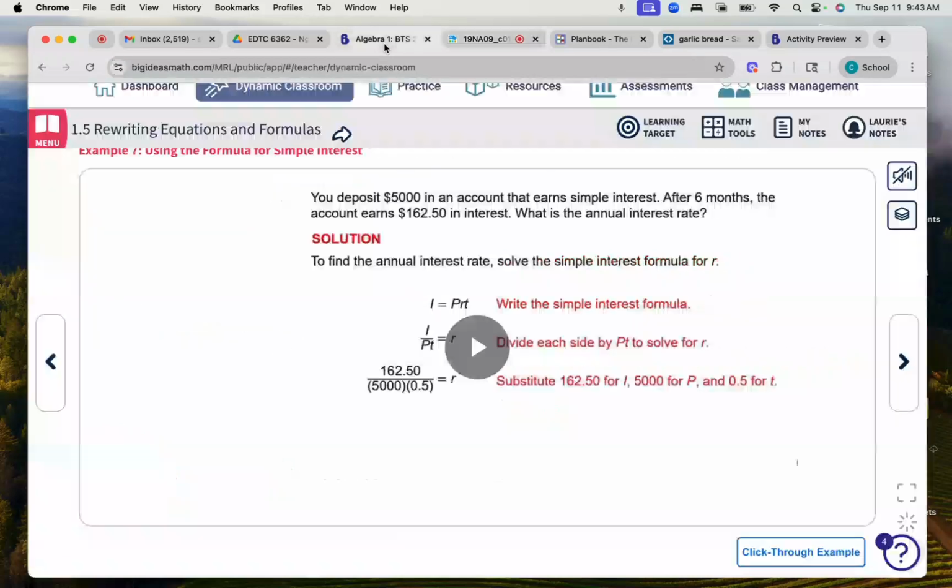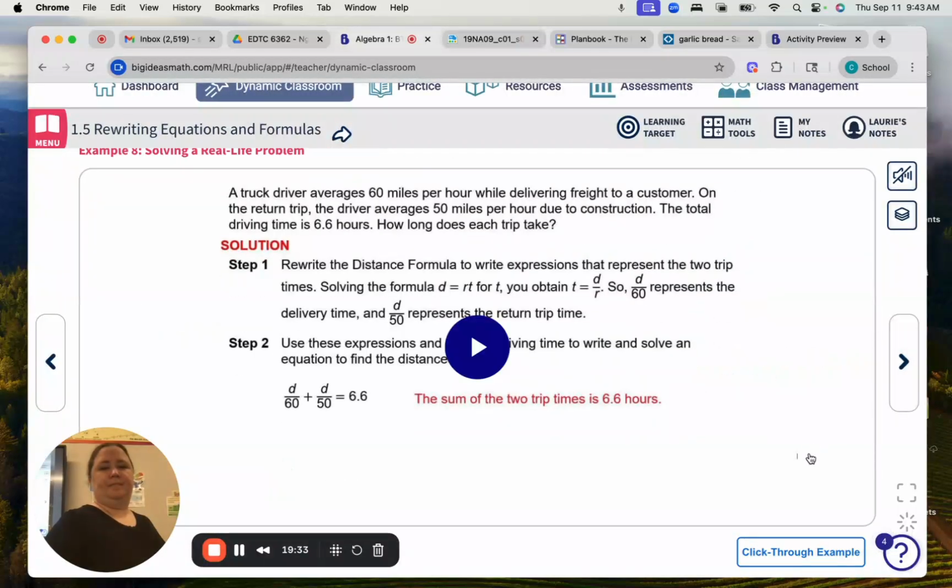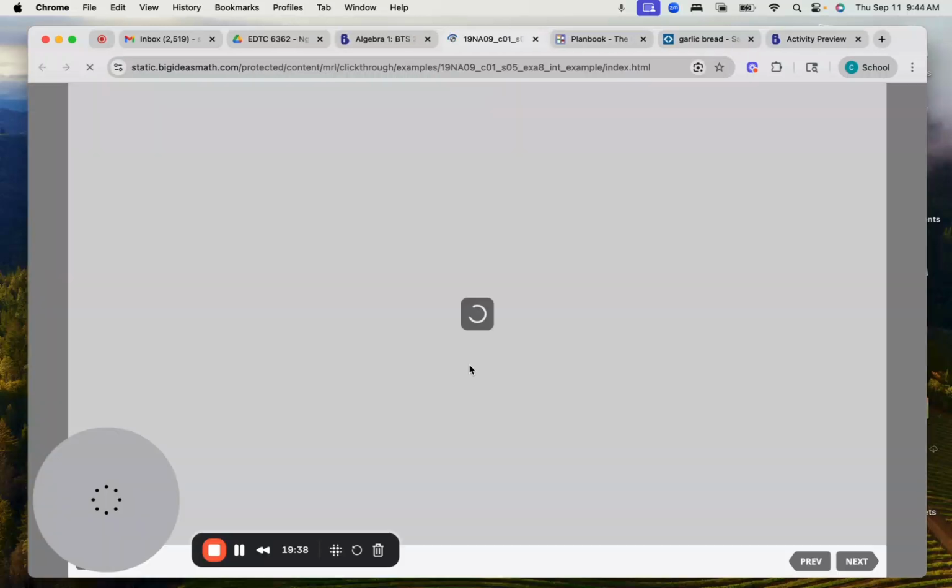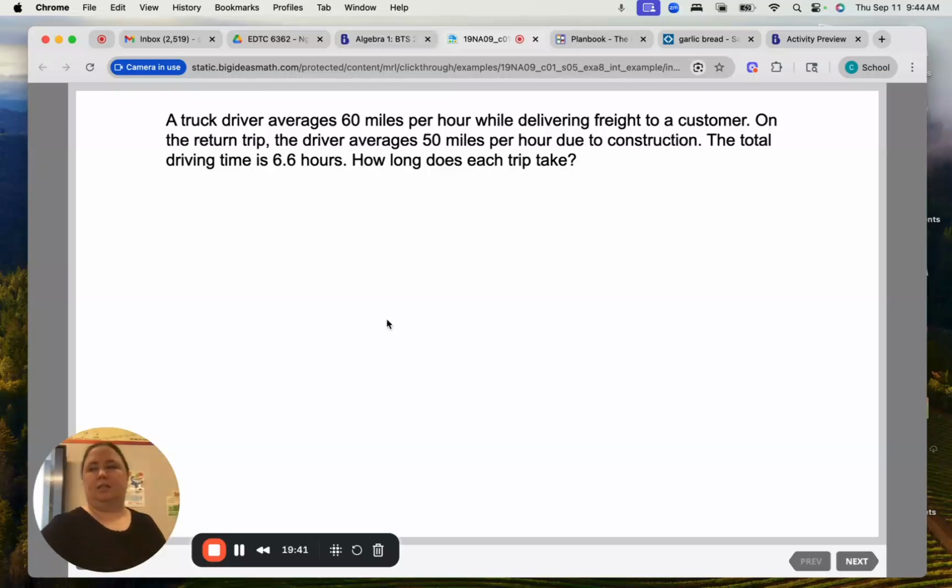All right, so example 8, shockingly, is the distance formula, since we wrote that down. So you already know you're using the distance formula. A truck driver averages 60 miles per hour while delivering freight to a customer. On the return trip, the driver averages 50 miles per hour due to construction. The total driving time is 6.6 hours. How long does each trip take?